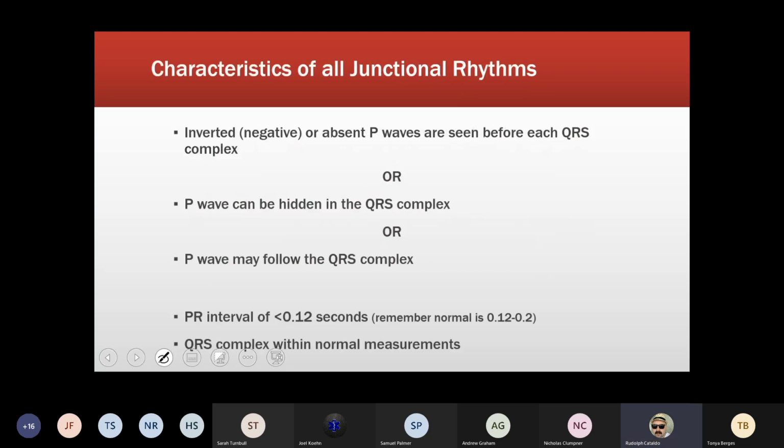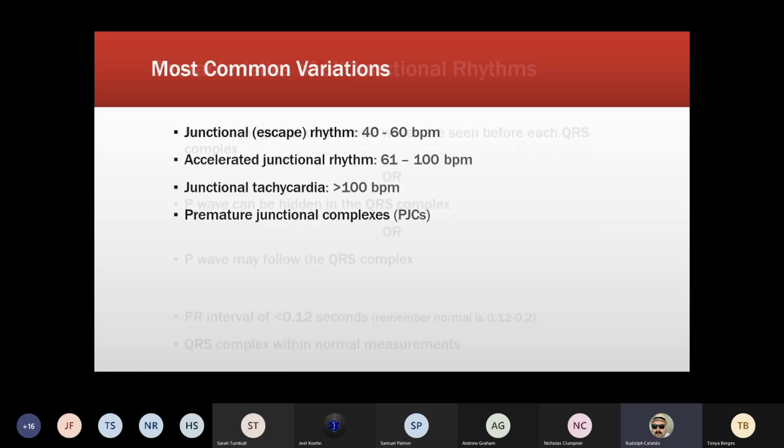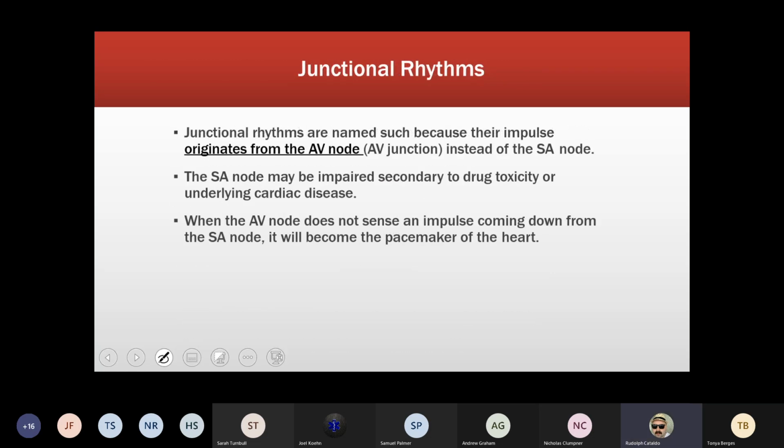Junctional rhythms. Who can tell me what a junctional rhythm was? Where's it coming from? AV, AV node. Okay, so what does it lack? What does it not have if it's coming from the AV node? P wave. Won't have a P wave. No P wave.